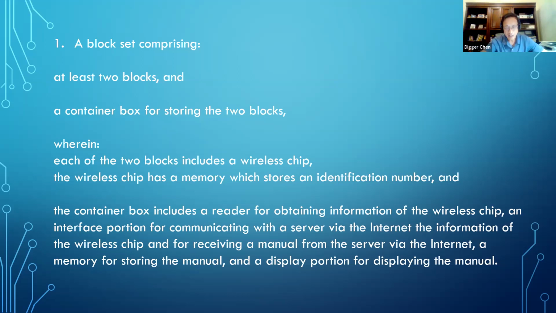So wherein, then, you describe more of this patent, meaning you have to narrow your claims. Each of the 2 blocks includes a wireless chip. Wow, something in there. The blocks include a wireless chip. And then further describing, the wireless chip has a memory which stores an ID number.